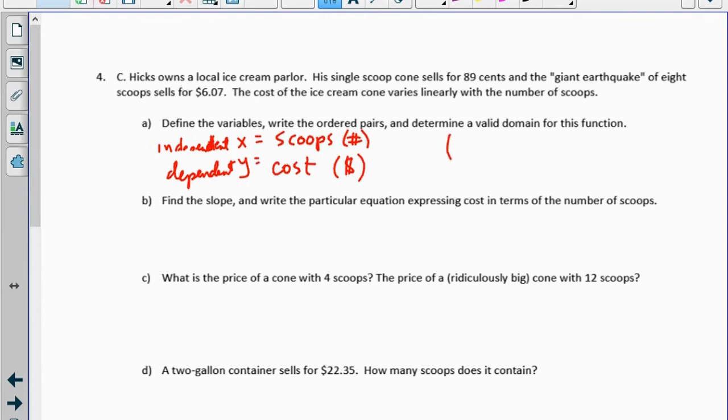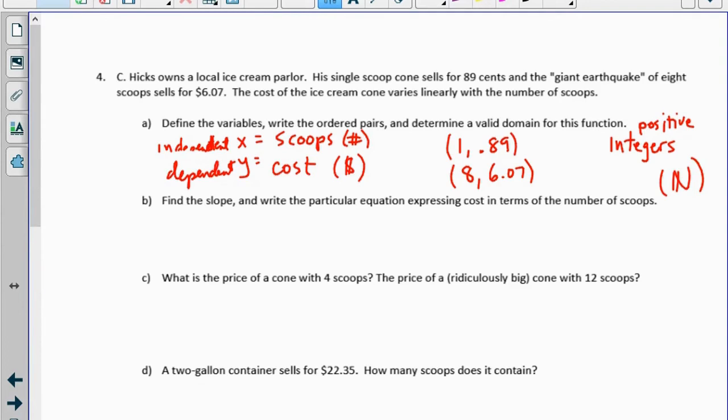So the points in this problem are 1 scoop and 89 cents. And then it appears that I have an 8 scoop earthquake for $6.07. So those are the 2 points I have. The valid domain for this problem is going to be the integers. Actually, the positive integers, because I can't have a negative value of scoops, and I can't have a fractional scoop. So the positive integers are going to be the domain for this problem, which we can also call the natural numbers, or N.